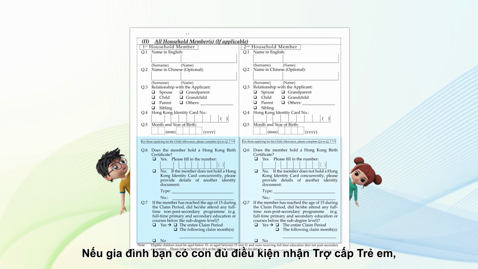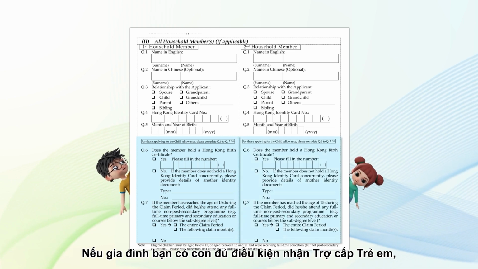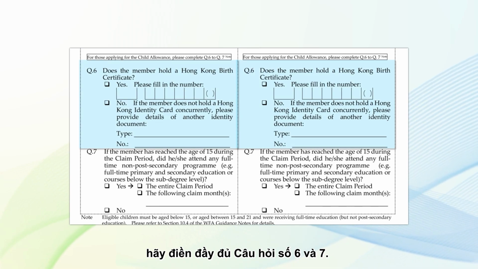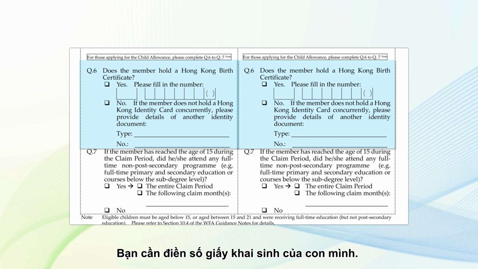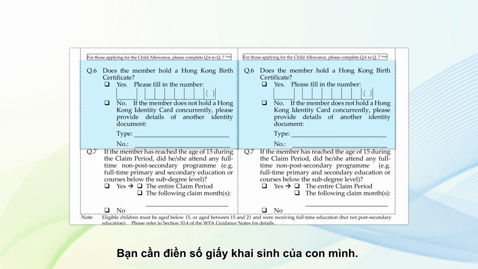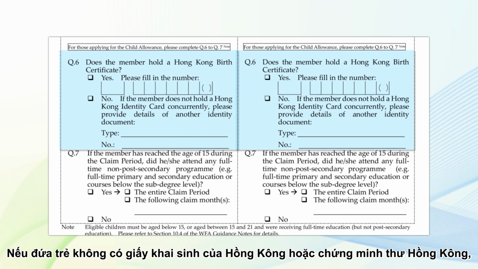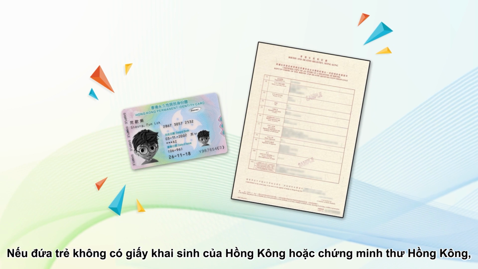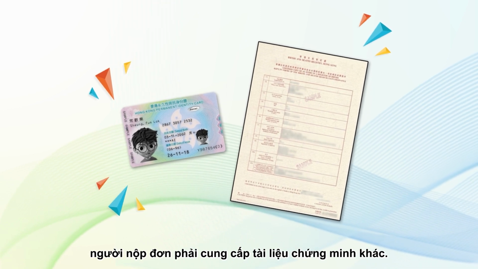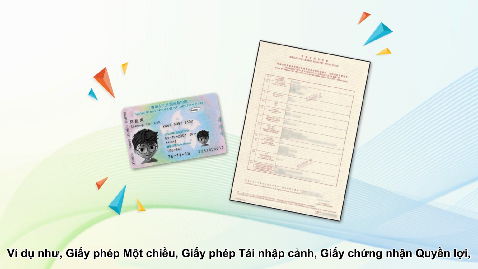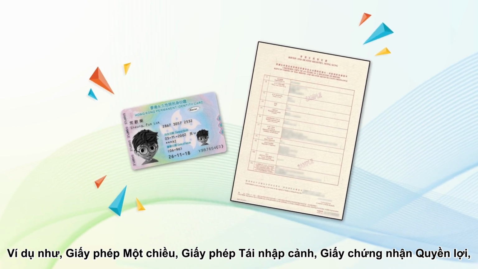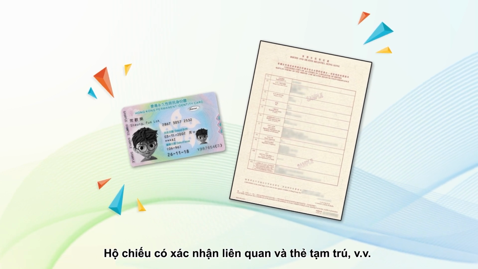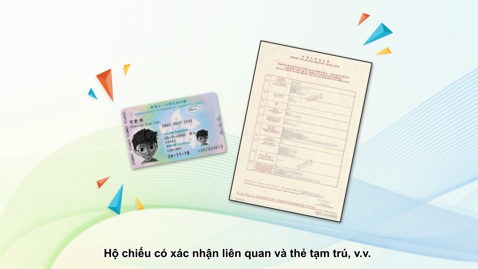If your household has children eligible for a child allowance, please make sure that you complete questions 6 and 7. You must fill in the birth certificate numbers of the children. If the child does not hold Hong Kong birth certificate or Hong Kong ID card, other documentary proof must be provided. For examples, one-way permit, re-entry permit, certificate of entitlement, passport with the relevant endorsement and landing slip, etc.